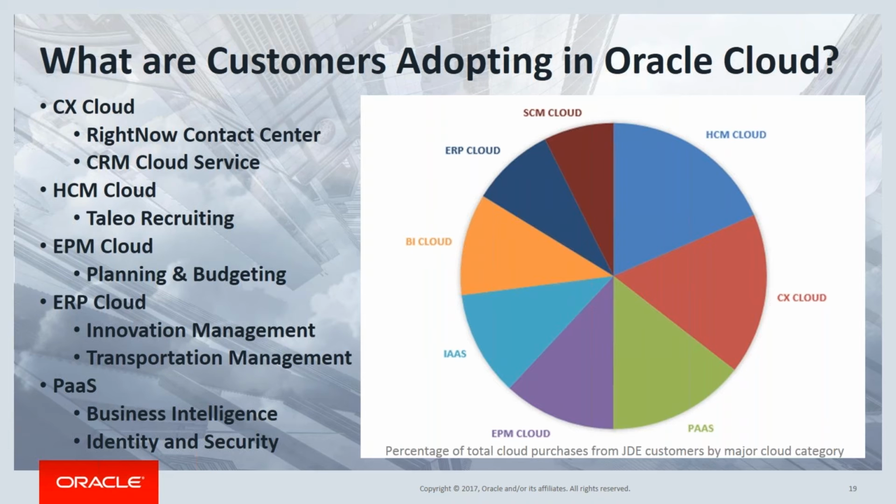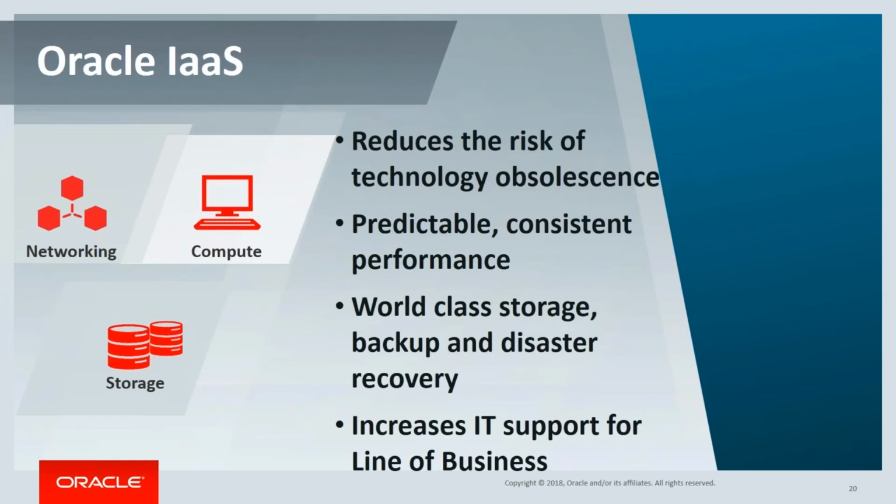All options for you as a JD Edwards customer. Let's look at those three levels one more time to make sure you're clear on what they mean. So for infrastructure as a service, it's all about managing risk and eliminating the technology obsolescence that comes along with data center operations. We want you to have a predictable, consistent, secure data center model for your JD Edwards users. And we want you to be able to provide the support to your business from IT that really aligns with business rather than aligning with data center operations.